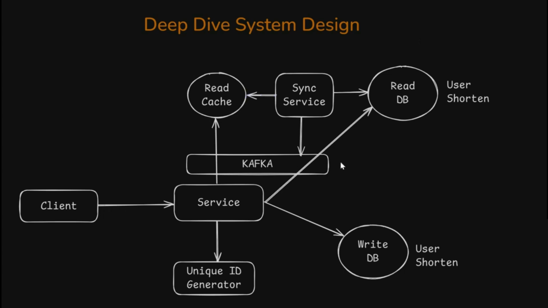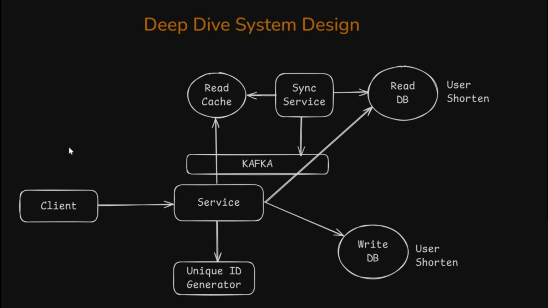I hope you are able to understand this. So let me quickly go through it. The request would come for the write. It will generate the unique ID number for that specific long URL. It will save here with the eventual consistency. It will put one message into the Kafka and just return the response to the client that this is your short URL. The client would share this short URL to a different set of customers.